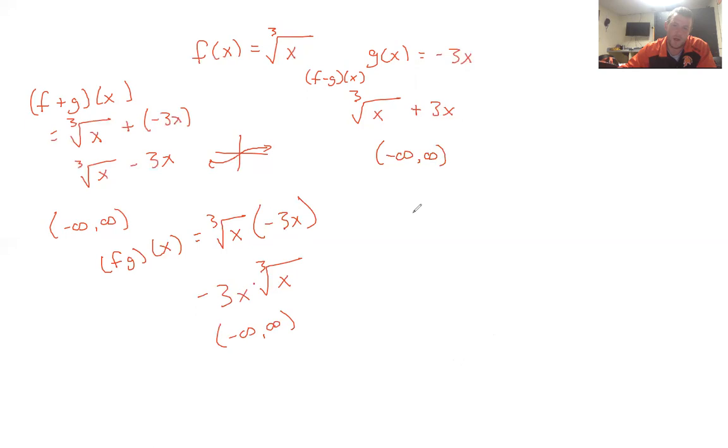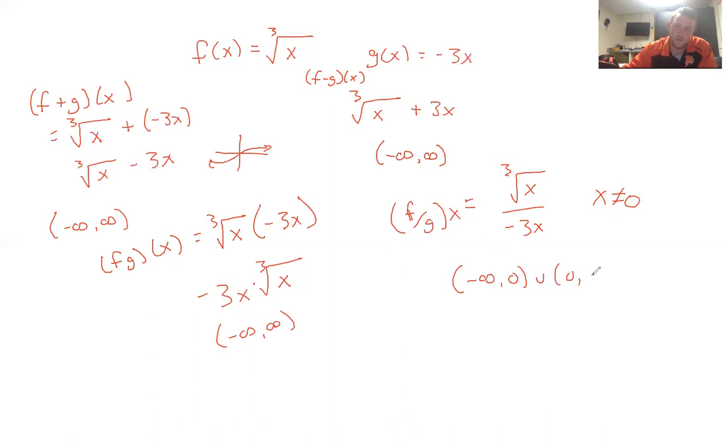And then divided by, here's where you're going to have a fraction. Okay, so it's f divided by g of x, which is going to equal the cube root of x divided by negative 3x. And you can't have 0 on the bottom, so x cannot be 0. And so your domain is going to be negative infinity to 0, 0 to infinity.